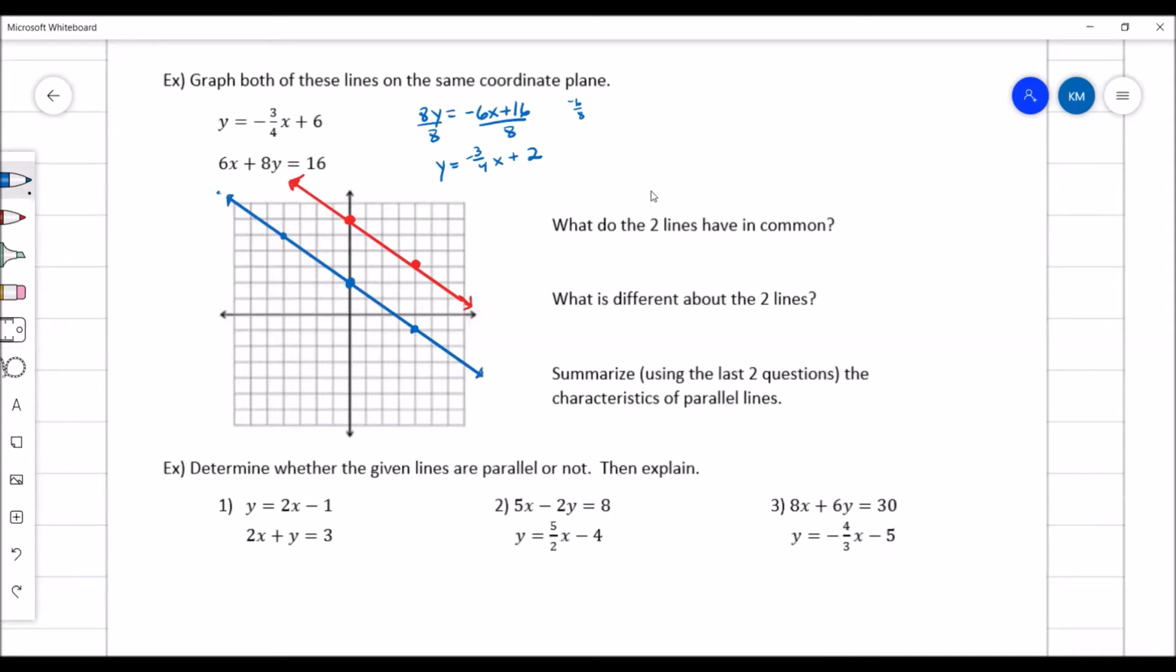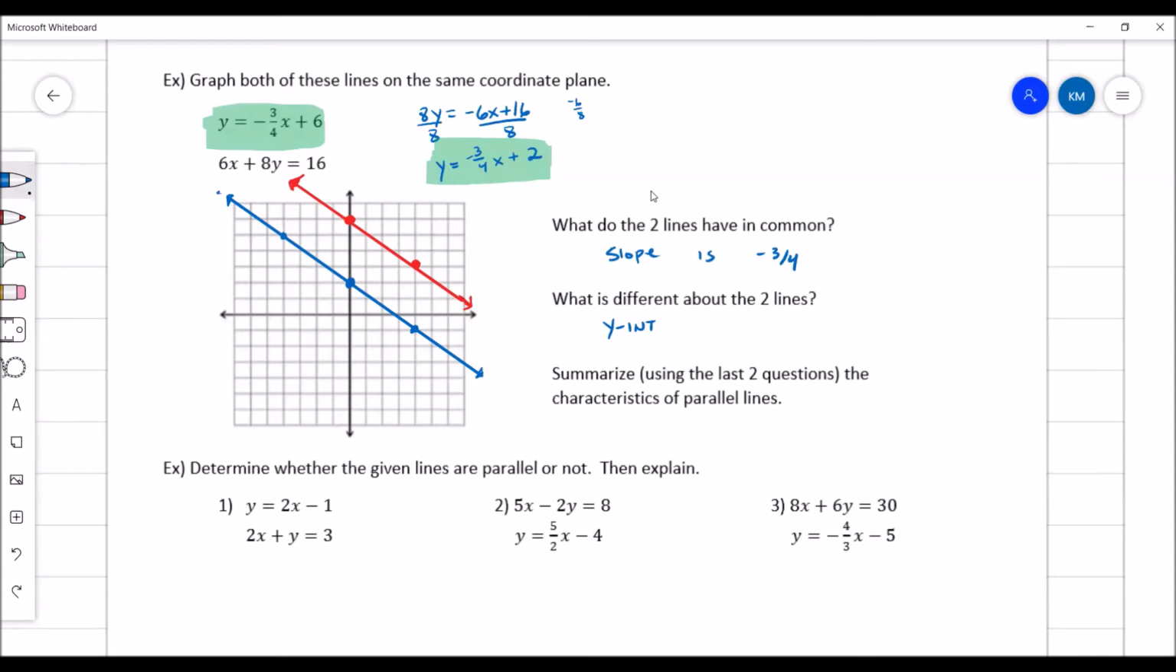All right, so as we look, it says, what do the two lines have in common? Okay, so here's our first equation, and here's our second equation. What do the two lines have in common? Well, looking at their equation, we see that both lines have the same slope. The slope is -3/4. What's different about the lines? Well, the y-intercept. In the first line, the y-intercept is 6. In our second line, our y-intercept was 2.